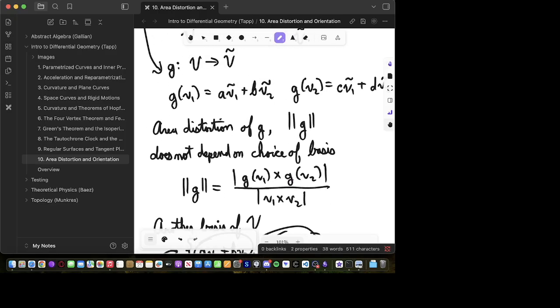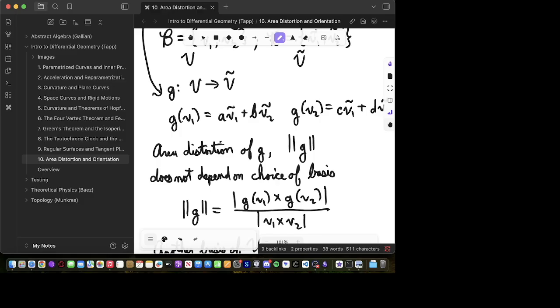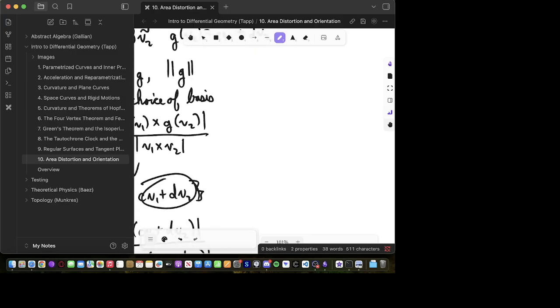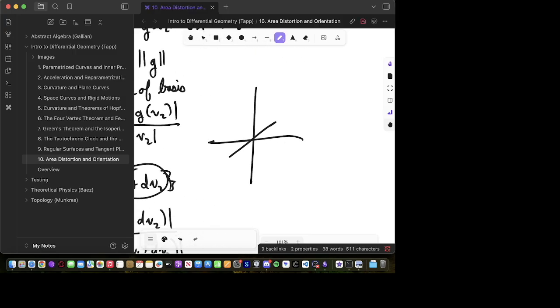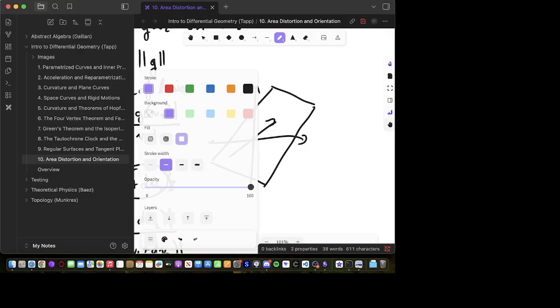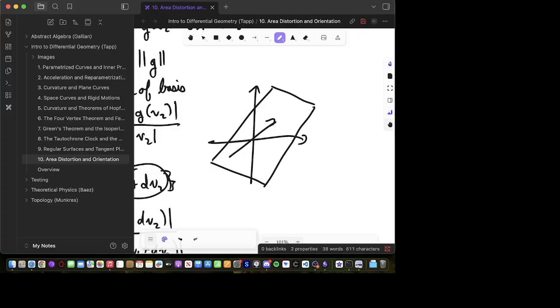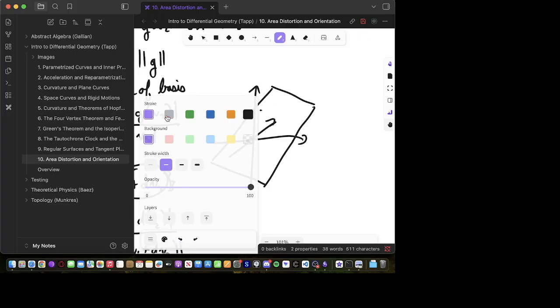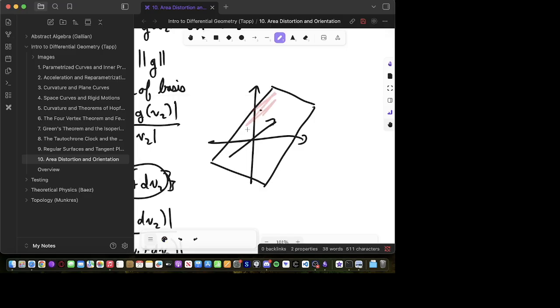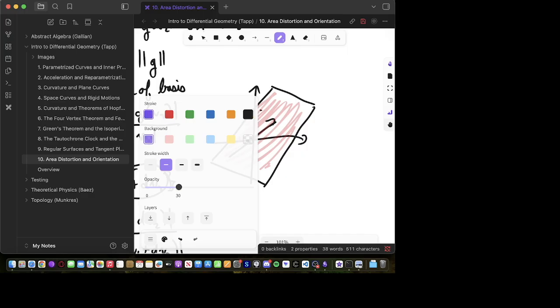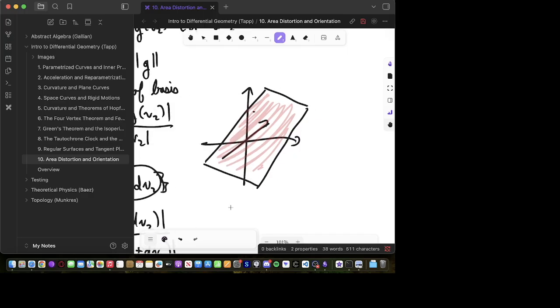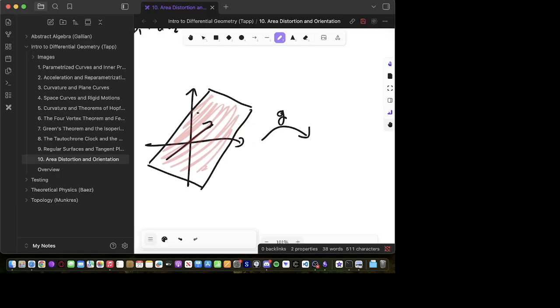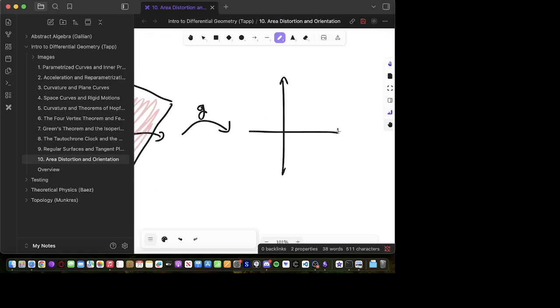So what is this area distortion capturing geometrically? Well, let's say that we have a subspace, two-dimensional, of this form, and we're going to send it by G to a subspace, like maybe like this.